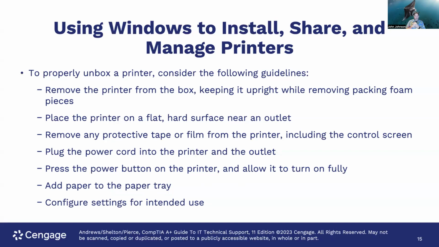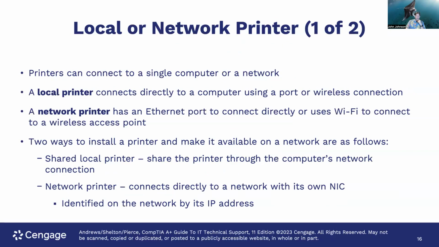Press the power button on the printer and allow it to turn on fully. Add paper to the paper tray, and then configure the settings for your intended use. You're going to have a lot of things to configure in there, like your Wi-Fi and things like that. Then, for local or network printers, you can connect a printer to a single computer or a network.